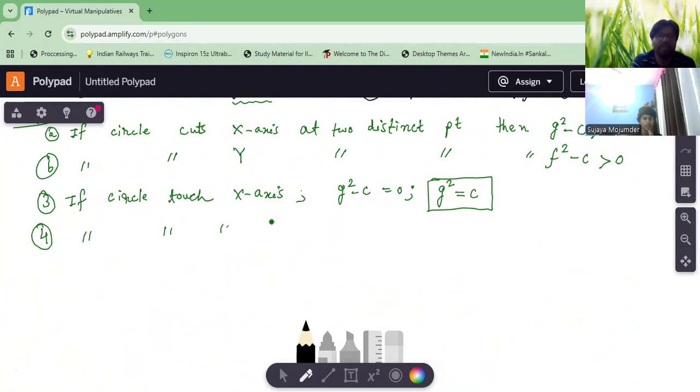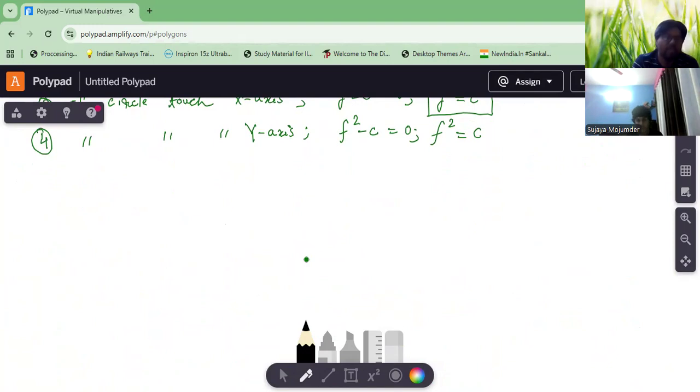So if the circle touches the y-axis, then f squared minus c equals 0, or you can say f squared is equal to c. Clear?